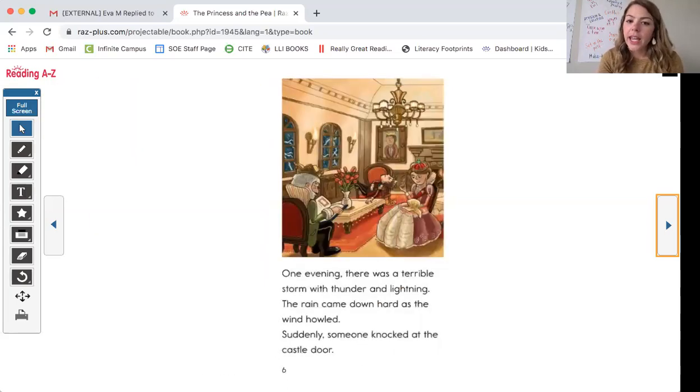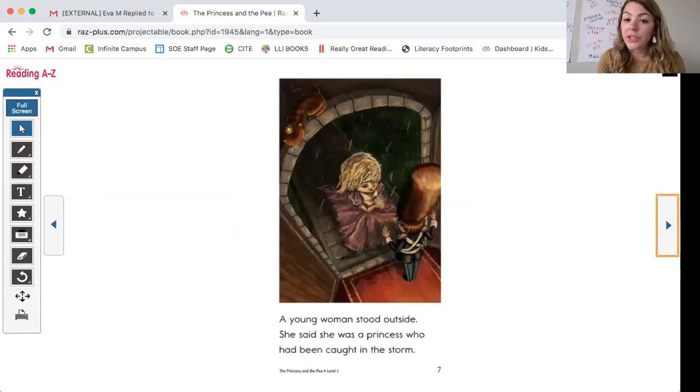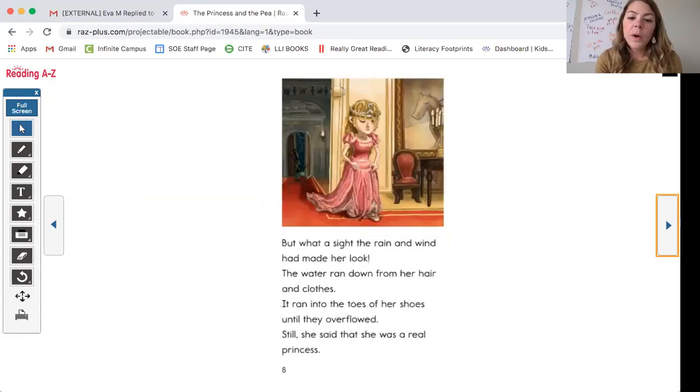One evening there was a terrible storm with thunder and lightning. The rain came down hard as the wind howled. Suddenly, someone knocked at the castle door. A young woman stood outside. She said she was a princess who had been caught in the storm. But what a sight the rain and wind had made her look! The water ran down from her hair and clothes. It ran into the toes of her shoes until they overflowed. Still, she said that she was a real princess.